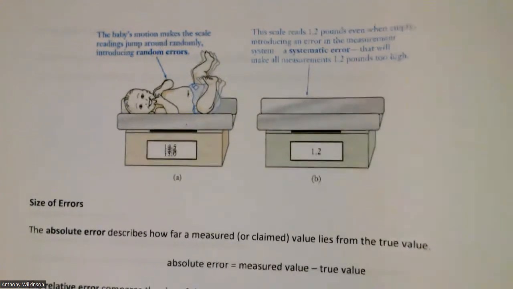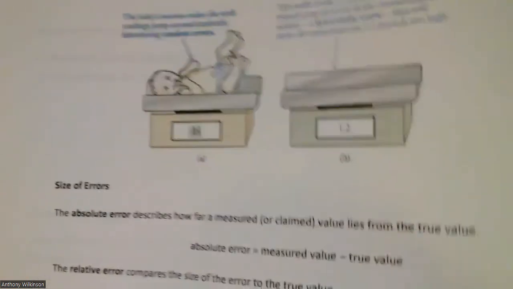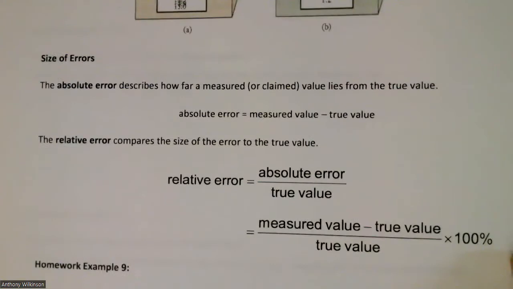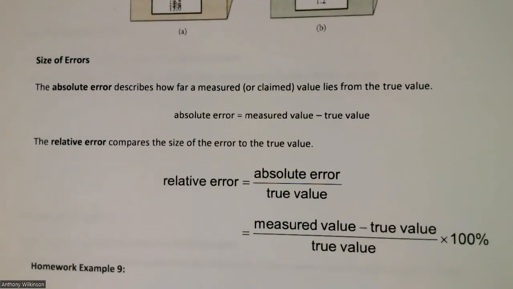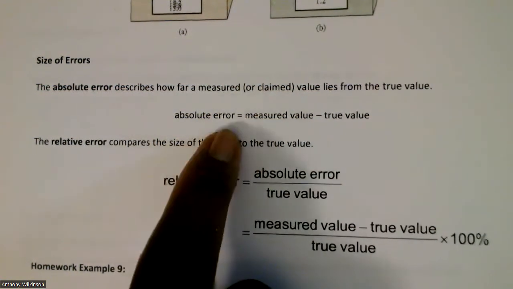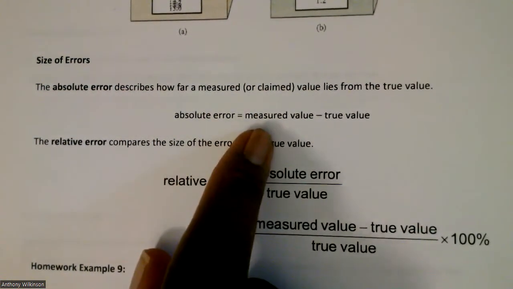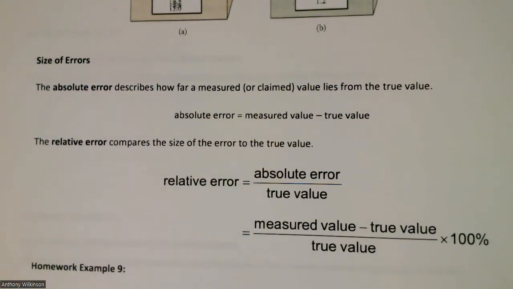All right, now let's look at size of errors. Now, in one of the videos, we did talk about absolute and relative. Well, we're introducing this as absolute error and relative error. The absolute error describes how far a measured or claimed value lies from the true value. So the absolute error is just subtracting the measured value minus the true value. So it's just a simple subtraction.